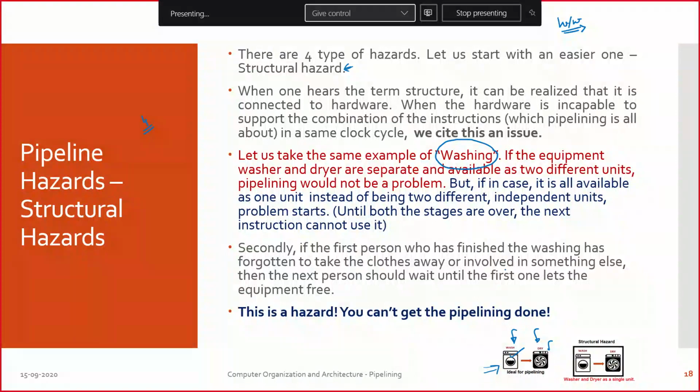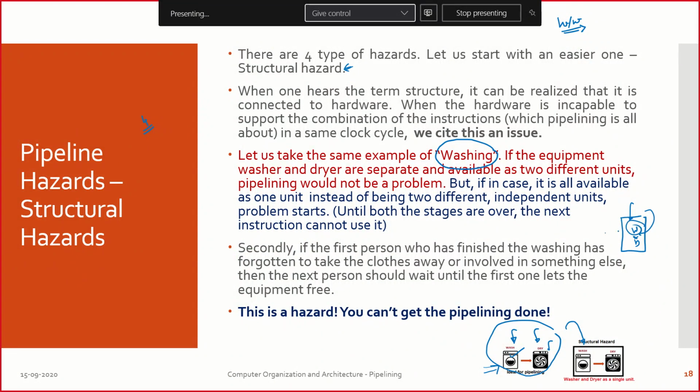Now, if in case these 2 are not separate and they are in the same box, in the same unit, the washing machine and dryer are together available as one unit. Now what will happen? Until both the stages are over, the second instruction cannot use it. Do you understand the point? The first person will be using the washing and he will immediately use the dryer section of it.